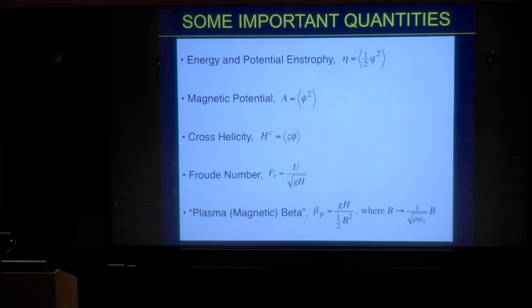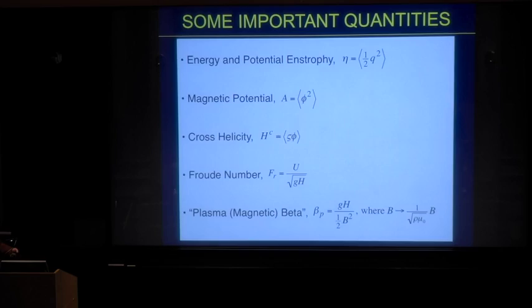Some important quantities to keep in mind: there's energy, potential entropy, magnetic potential, and cross helicities conserved in the setup. There's a thing called the Froude number, which is essentially like the Mach number of the flow, and the plasma beta, which you already heard about this morning. So I'll just quickly go on.